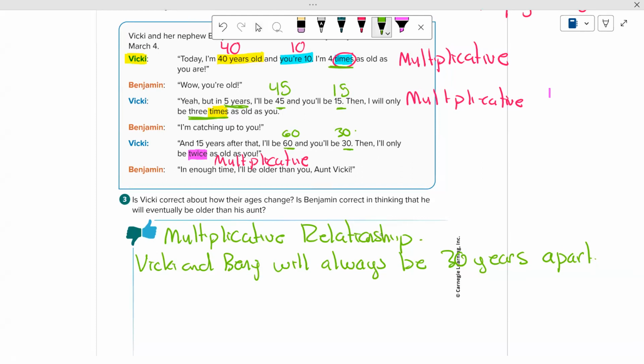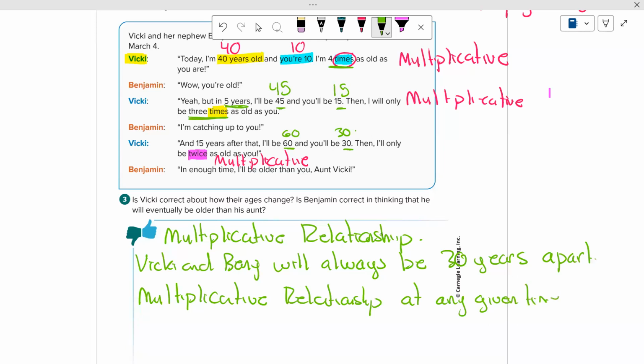So let's write that in a fancy math way. So let me write it here. The multiplicative relationship at any given time is not the same.